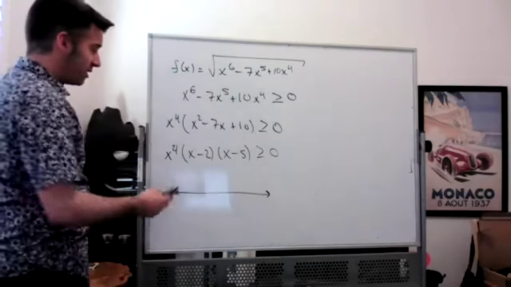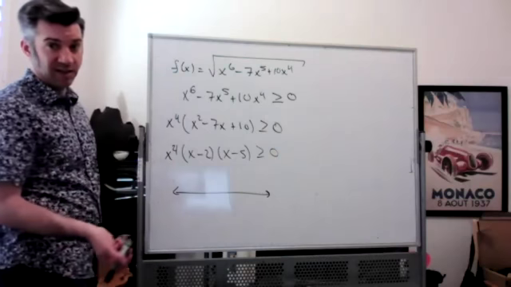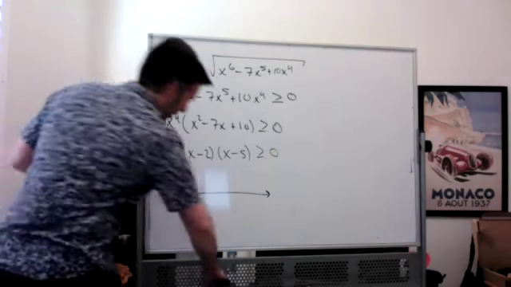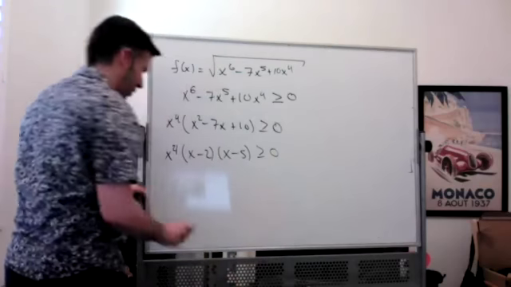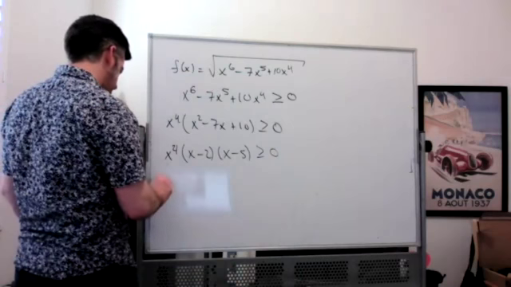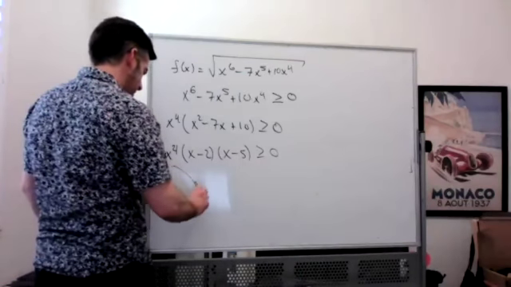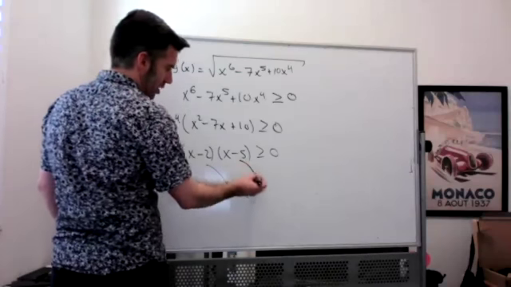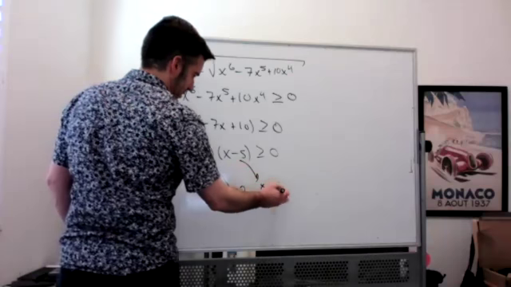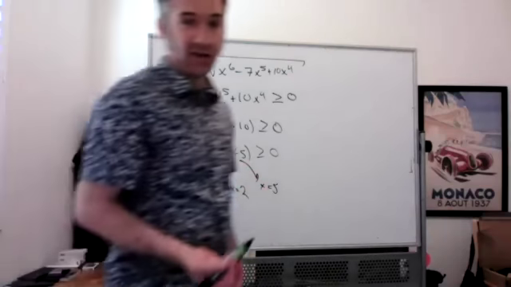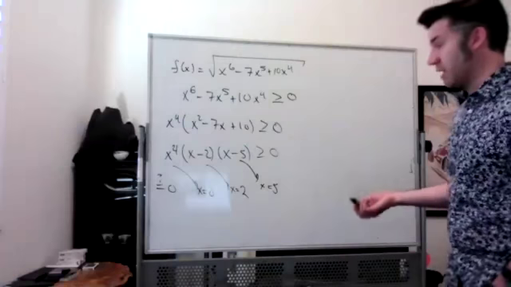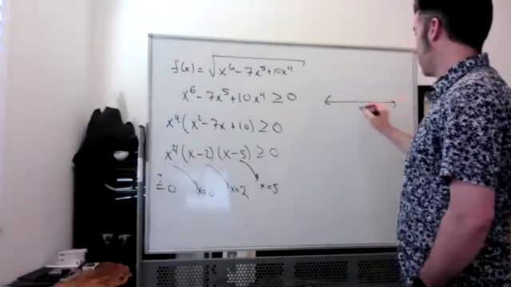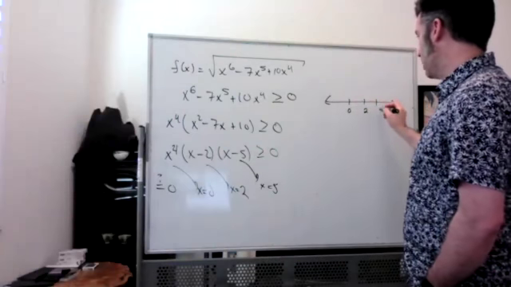So the things that go on the number line are the values of x that make this equal to 0. So x equal to 0, x equal to 2. In fact, I should give myself a little bit more room. So where is this equal to 0? When x is 0, or when x minus 2 is 0, which means x equals 2, or when x minus 5 equals 0, which means x equals 5. So those are the values that are going to go on the number line, the numbers that make the whole expression equal to 0. So I've got 0, 2, and 5.